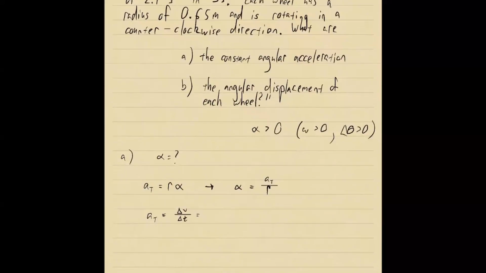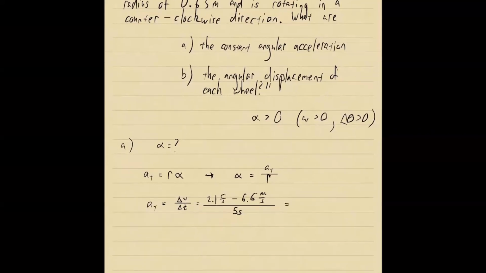So we have the final velocity of the motorcycle, which is 2.1 meters per second, minus our initial linear velocity, which is 6.6 meters per second. And all that is divided by the elapsed time, which is 5 seconds. So this is going to be minus 0.9 meters per second squared.